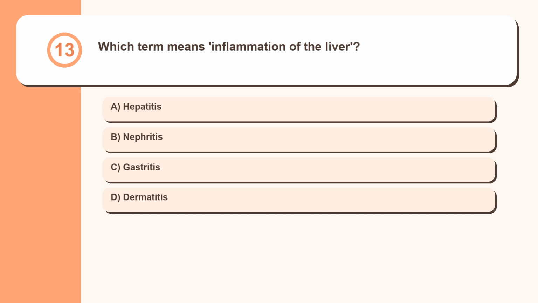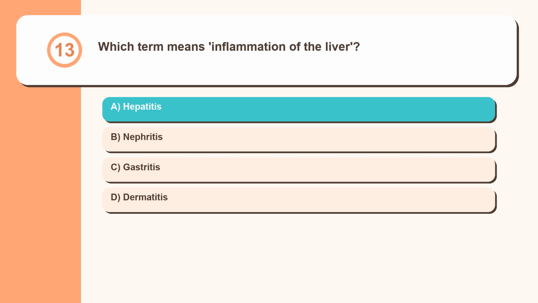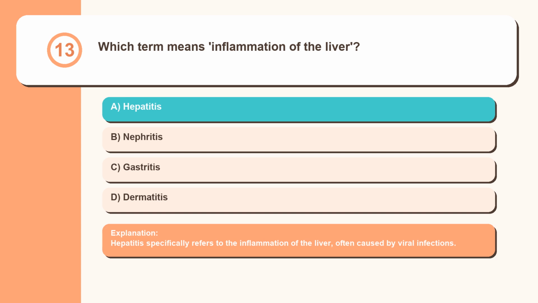Question 13. Which term means inflammation of the liver? Hepatitis, nephritis, gastritis, dermatitis. Hepatitis specifically refers to the inflammation of the liver, often caused by viral infections.